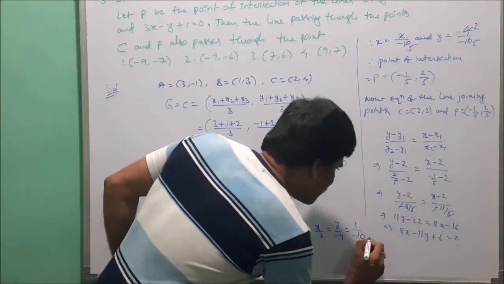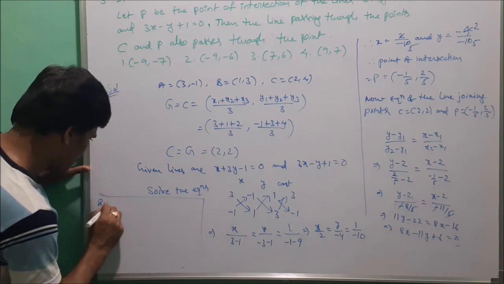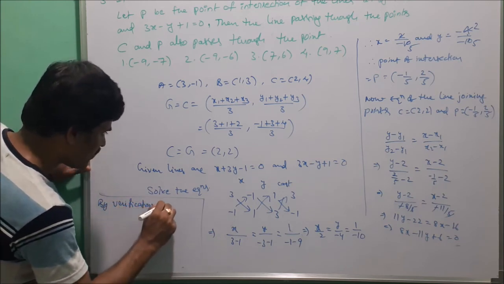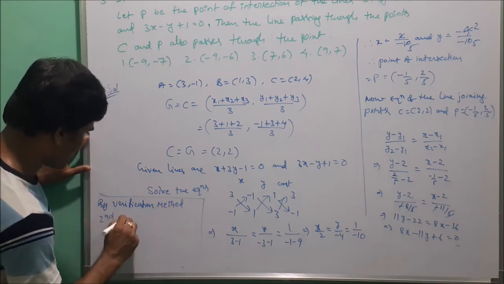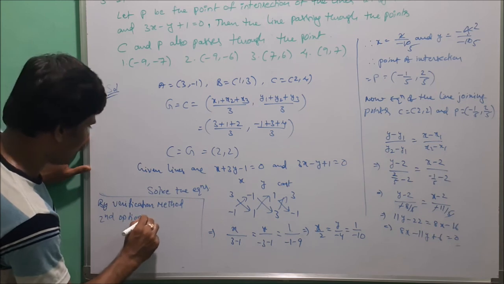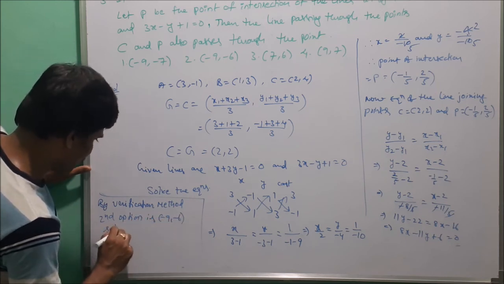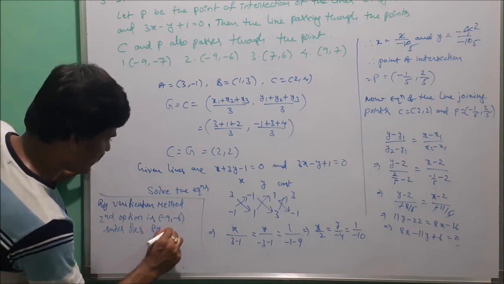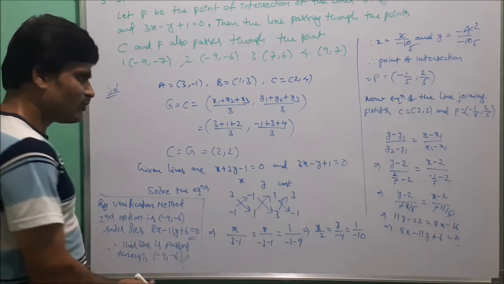So by the verification method, the second option, (minus 9, minus 6), satisfies the line equation 8x minus 11y plus 6 equals 0. This is the solution for this problem.